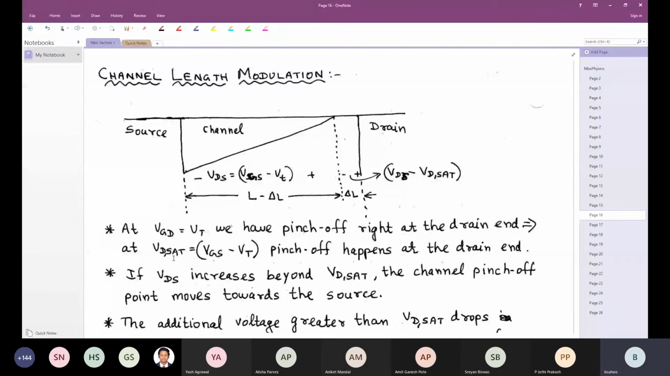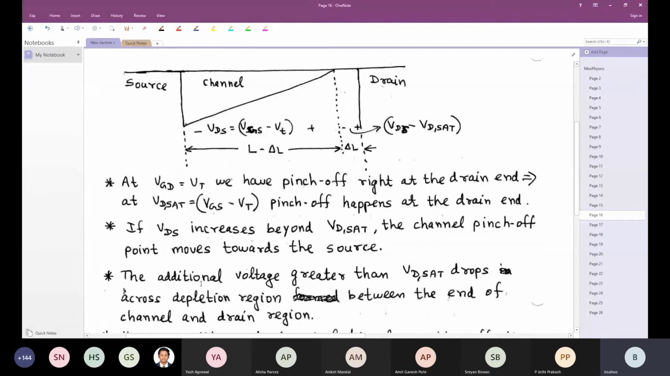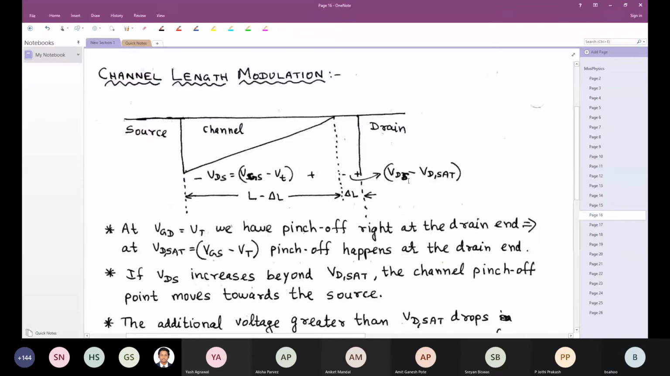If VDS increases beyond VDSAT, the channel pinch off point moves towards the source, because at this point VG minus this voltage becomes equal to the threshold voltage, and therefore there cannot be any channel here. The additional voltage greater than VDSAT drops across the depletion region between the end of the channel and the drain region. Between this and this, the VDS minus VDSAT drop is happening. Is this figure clear to everyone?